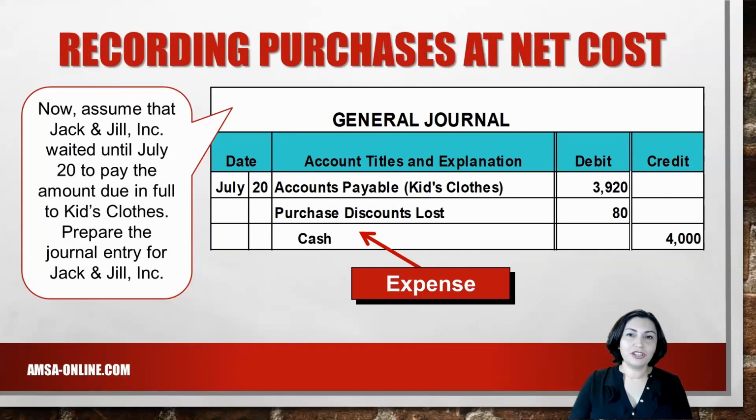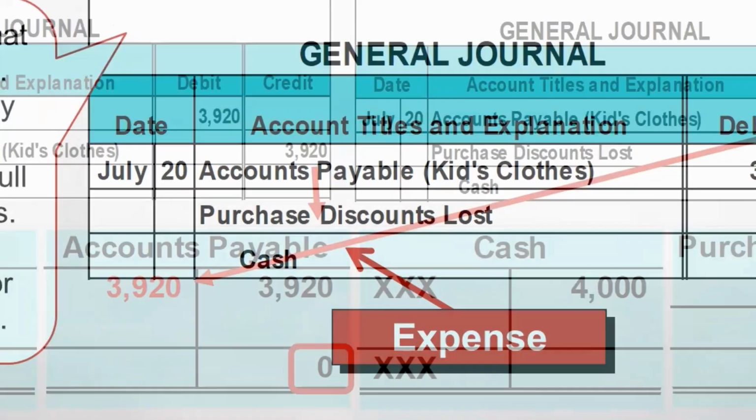Now, assume that Jack and Jill waited until July 20th to pay Kids' Clothes. This is outside the discount period. Jack and Jill will have to pay the total amount of $4,000 since they didn't pay within the discount period. This is recorded as a credit to cash. The debit to accounts payable can only be for the initially recorded amount of $3,920. The difference is a debit to purchase discounts lost, an expense account, for $80.